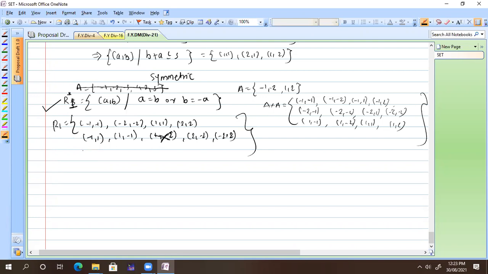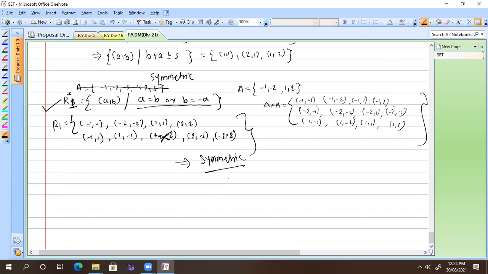Okay, now any doubts? So A cross A is different. We are taking a subset of this which satisfies this condition, and we are just saying whether that R1 is symmetric or not. So we are getting that this is symmetric. Any doubts, anyone? No, sir.